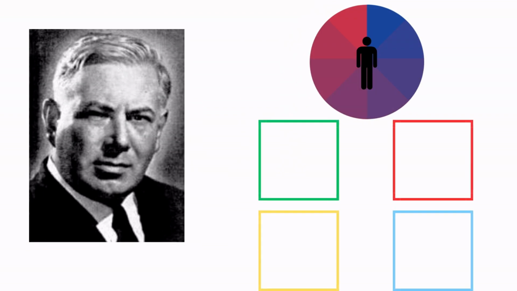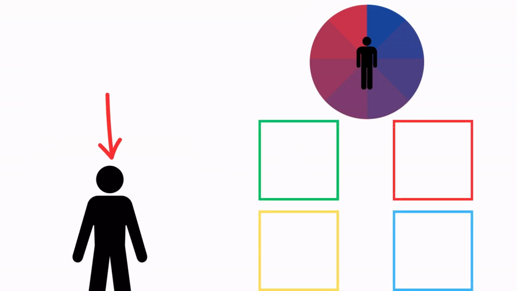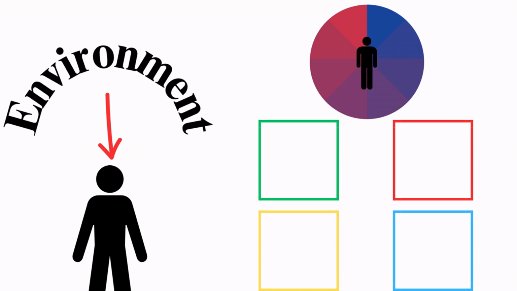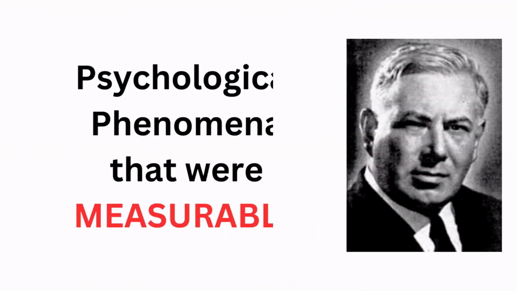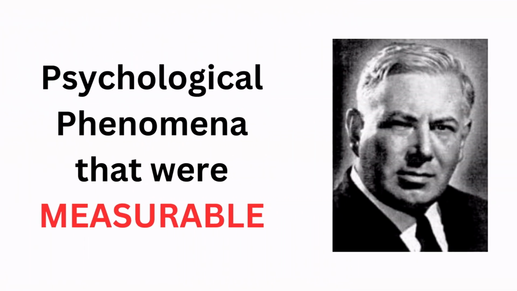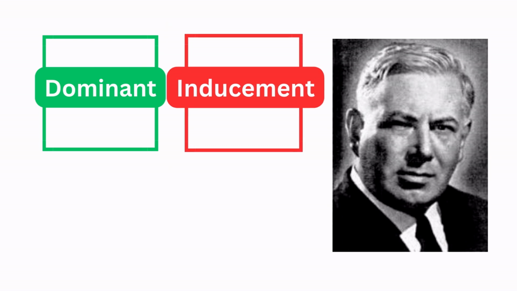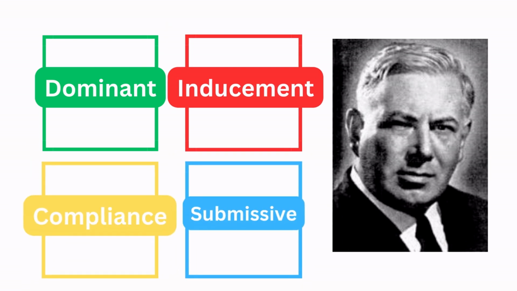Marston believed that emotional expression could fall into categories which can be tested when assessing a person's perception of themselves in relation to their environment. In order to make this more accurate, Marston included the principle that he would only focus on psychological phenomena that were actually measurable. Basically, he wanted to make sure that the theory he was presenting was only supported by science that could be experimented with and conducted. The 4 types of personality that Marston concluded were dominant, inducement, submissive, and compliance.